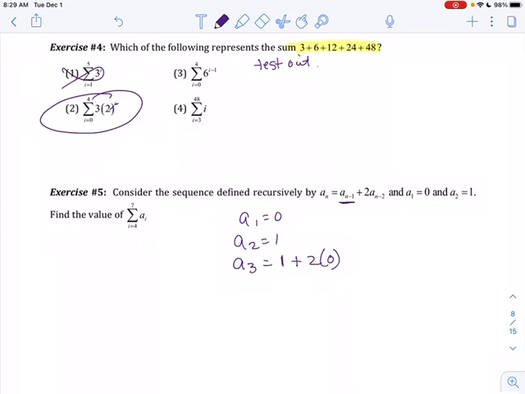1 plus 0 is just going to be 1. A sub 4 is the previous term, a sub 3. Let me write this out in case I'm losing anybody. It's the previous term plus 2 times the term before that. So I'm just plugging in. The previous term is 1, 2 times the previous term before that. 1 plus 2 is 3.